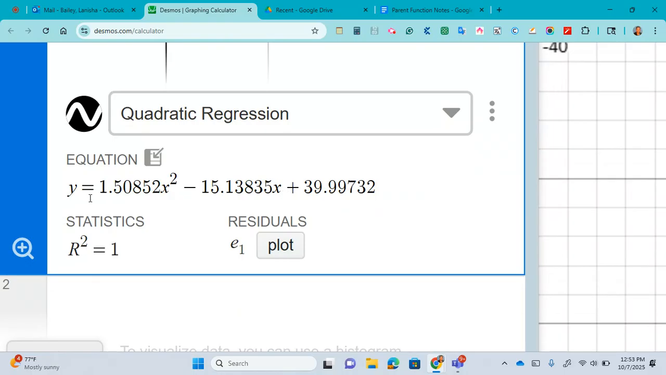All right, so here's the equation, y'all. First, we know that it's quadratic. That's why we did a quadratic regression. It looked like a parabola. And then they gave us the equation.